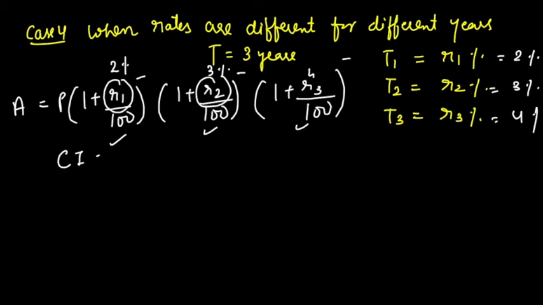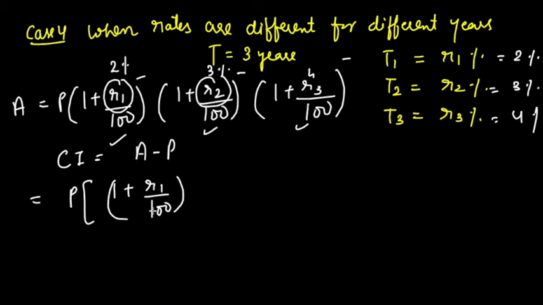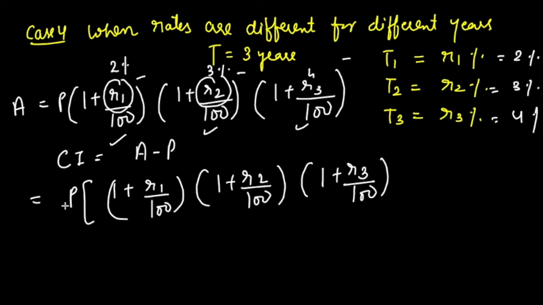Similarly, now compound interest will again be amount minus principal. Amount, if you see in this case, will be principal, if I take common, 1 plus R1 upon 100, similarly 1 plus R2 upon 100, 1 plus R3 upon 100. This principal I have already taken common. So this becomes minus 1. So this was the very important concept of this chapter, where you have to make sure whether you are calculating the interest half yearly, quarterly, or the rates are different in the various years.